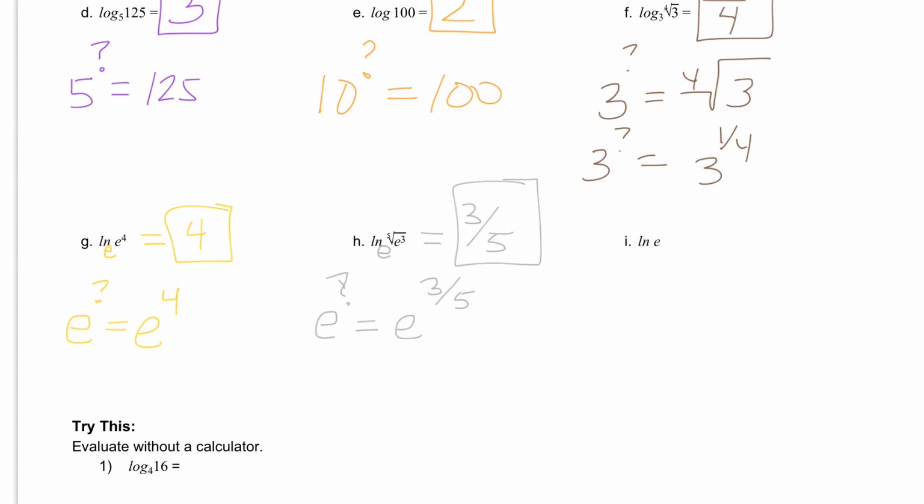And the last one I'm going to do with you together, before you do a couple on your own, is the natural log of e. So if I have the natural log of e, remember this base here is e. So then what I want to do is I'm taking e to some power has to be e. Well, if this e doesn't have an exponent, it's understood that that exponent is 1. So I'm thinking e to what power is e to the 1st, and that would just be 1.